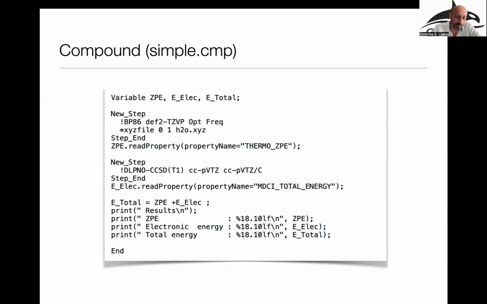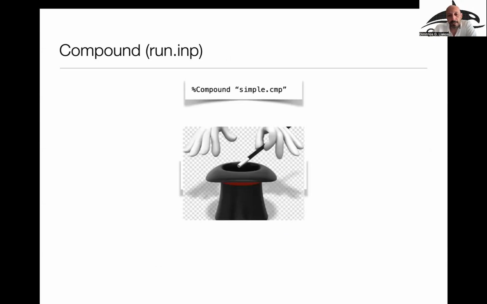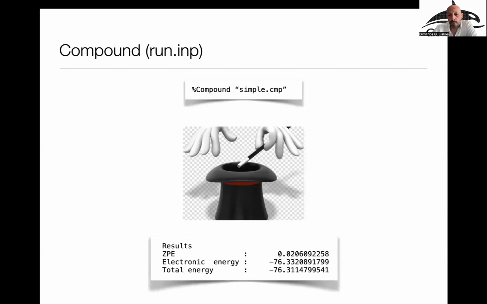Now, how do we run it? In order to run it, there are two ways. Here, we will show the way where the compound script is a separate file. In this case, you need a normal .inp file, like ORCA's, that has %compound and then the name of the file, nothing more. When we give this, then magically, ORCA will go perform two calculations, one DFT, one DLPNO coupled cluster, and then it will present us with the final result. So as easy as that.